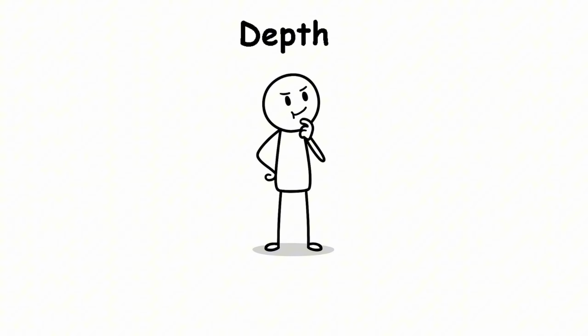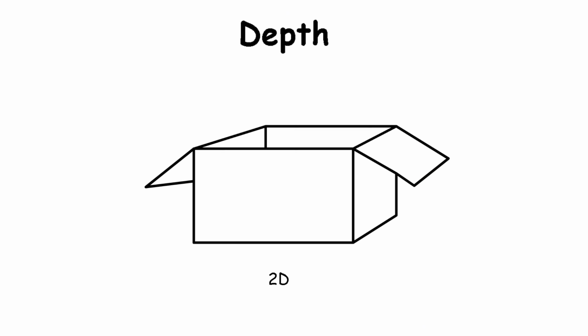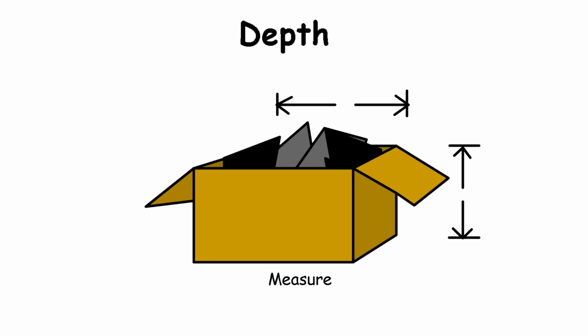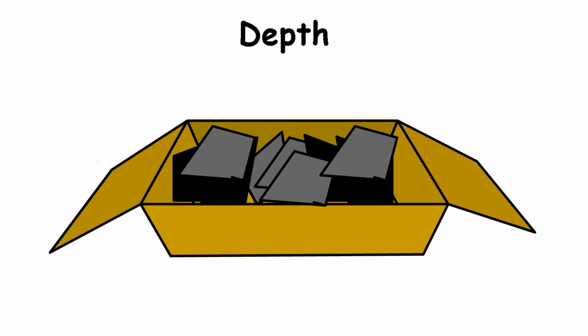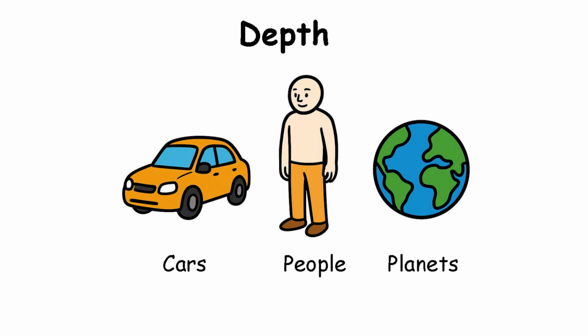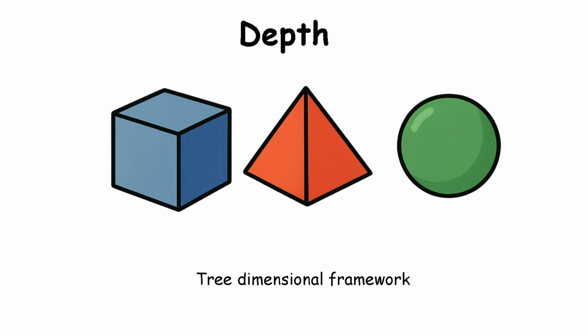For visualization, think of a box. In 2D, you could only draw the outline of the box on paper. In 3D, you can open the box, place something inside, and measure how much space it occupies. Everything we interact with daily, cars, people, planets, exists in this 3-dimensional framework.